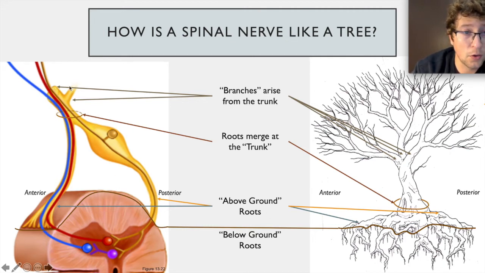So starting up here, we have our branches, our anterior ramus and our posterior ramus, and we have the branches of the tree. We have those rami coming together to form the spinal nerve, which is similar to the trunk of a tree. So this is kind of the intermediate between the branches and the roots. And then finally, we have the roots that are going into the ground. And in this case, our roots are going into the spinal cord.